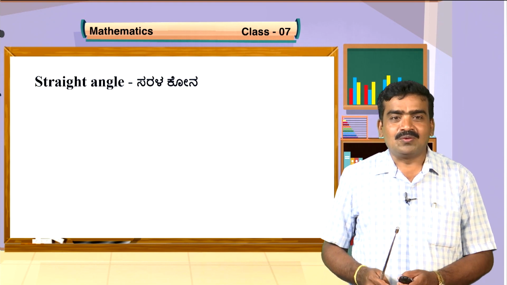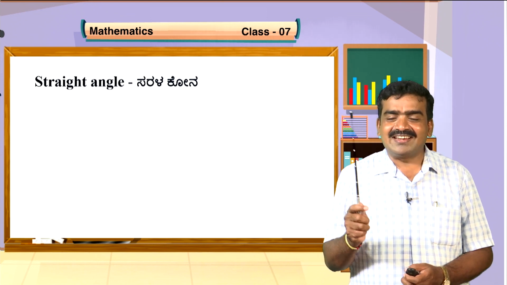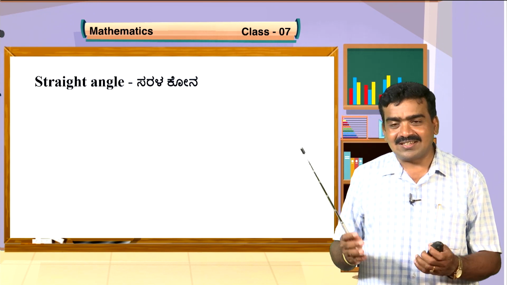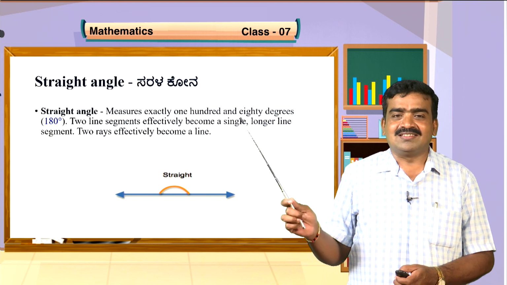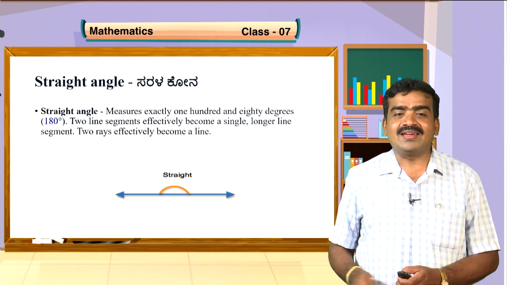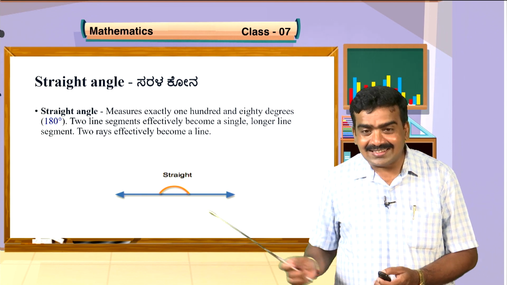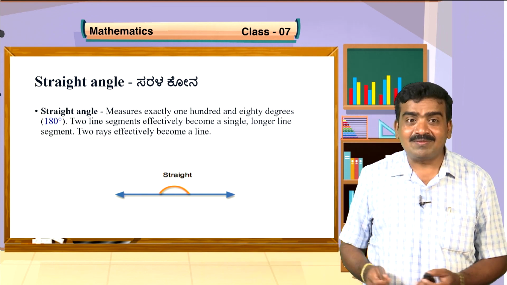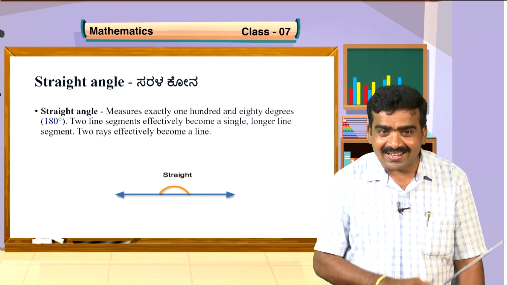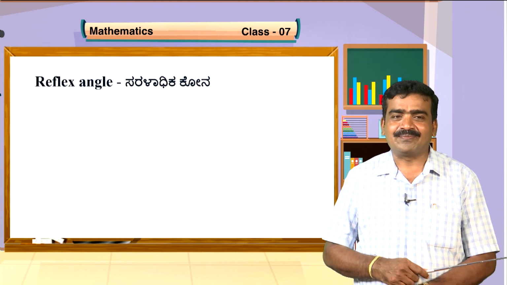Now, what is a straight angle, my dears? Yes, if the measure of the angle is 180 degrees, then it is a straight angle. You are absolutely correct. If the measure of the angle is exactly 180 degree, then it forms a straight angle. If the two rays are aligned like this in a straight manner, we get a straight angle, what we call sarala kona. Then what is the measure of a straight angle? Yes, you are right. The measure of a straight angle is 180 degree.